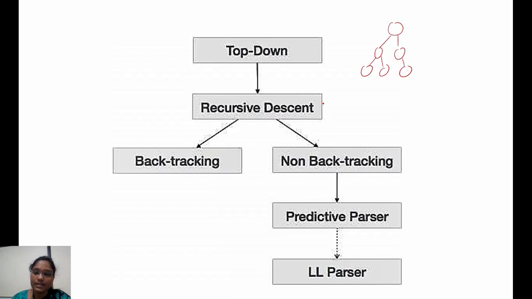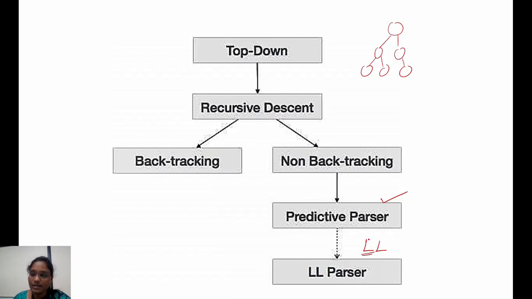Recursive descent parsing is one of the forms of top-down parsing. Here we have both backtracking as well as non-backtracking methods. This predictive parser comes under the non-backtracking method, and it uses the LL grammar. LL grammar is similar to doing the leftmost derivation in top-down parsing.